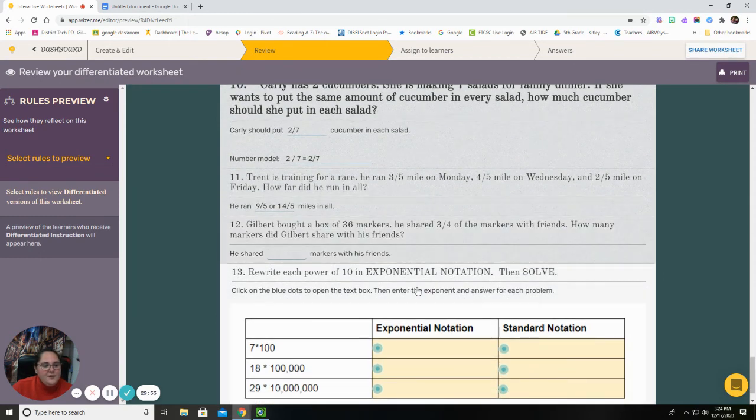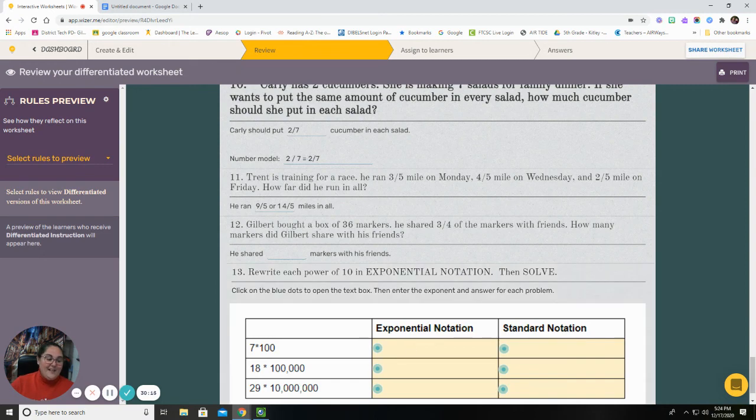Gilbert bought a box of 36 markers. He shared 3/4 of the markers with friends. How many markers did Gilbert share with his friends? All right, 3/4 of 36. I know of means multiply, so 3/4 of 36.